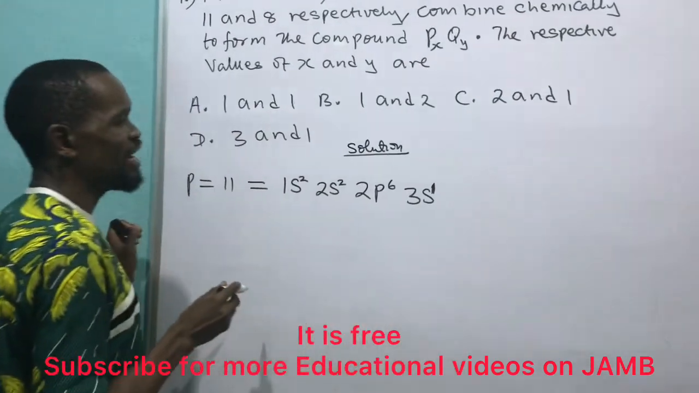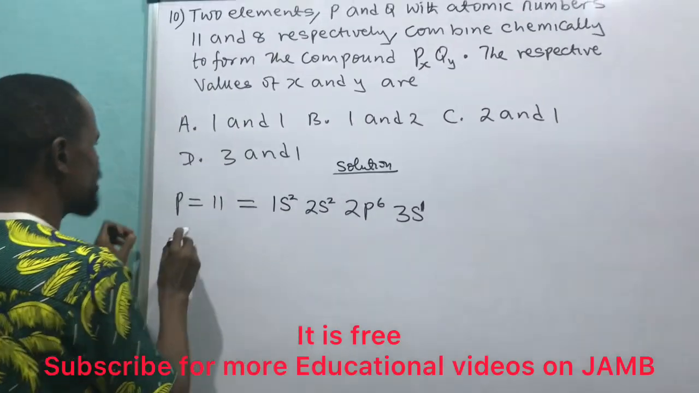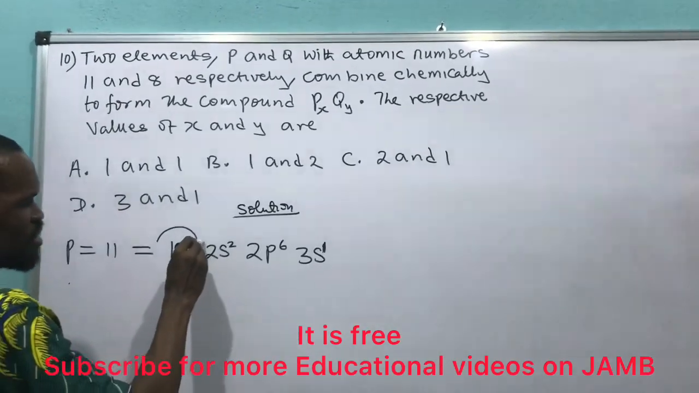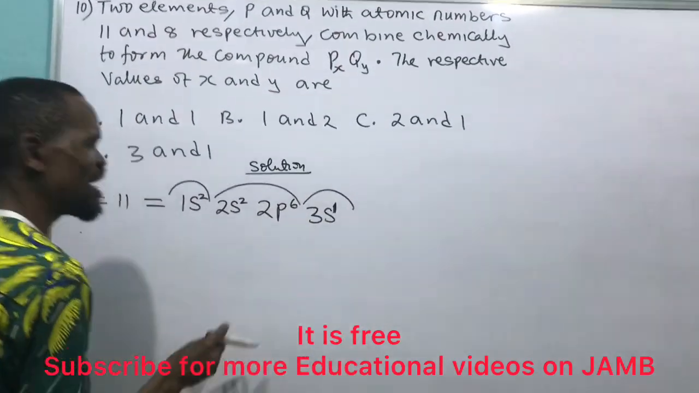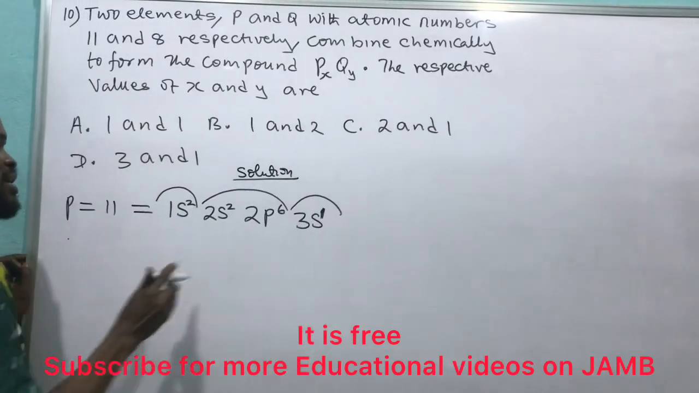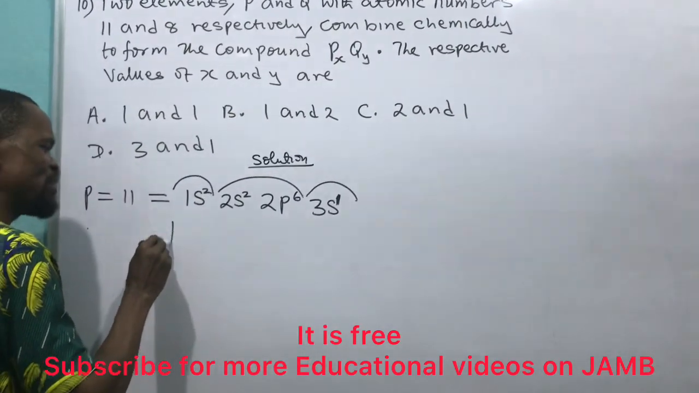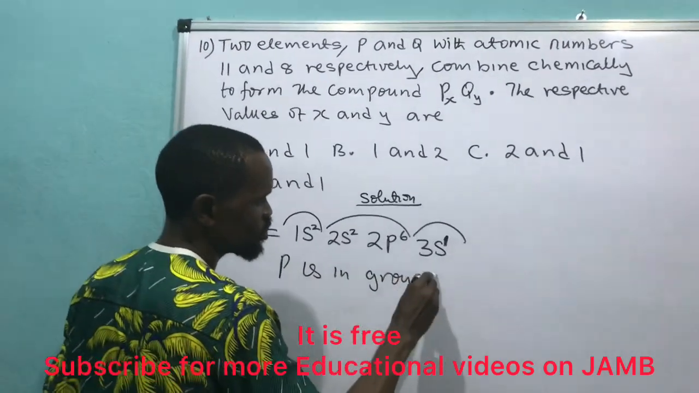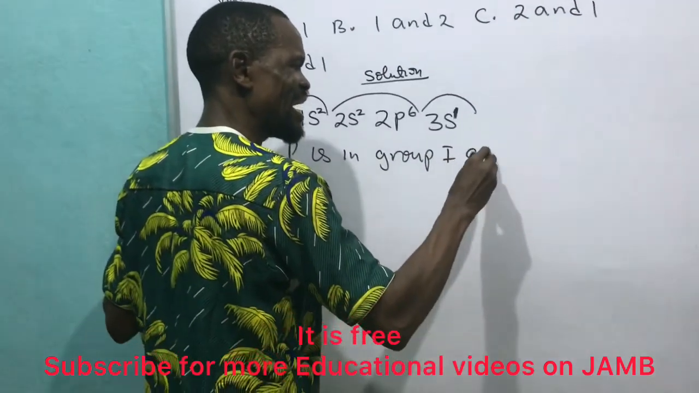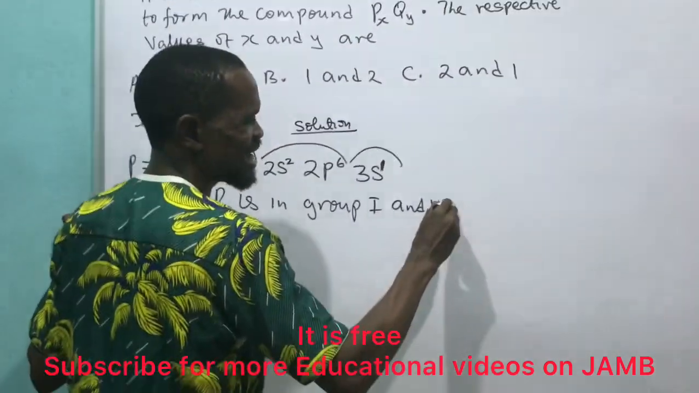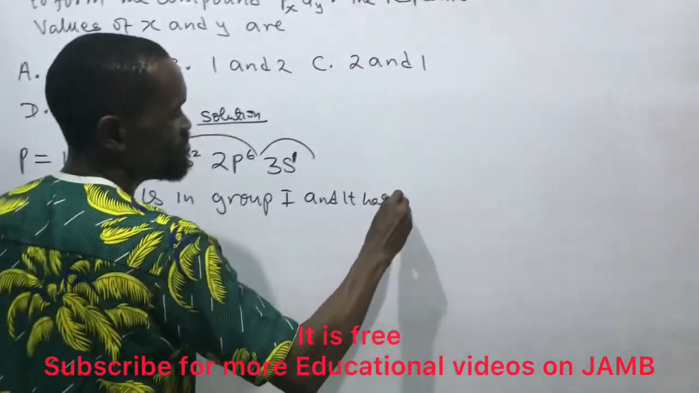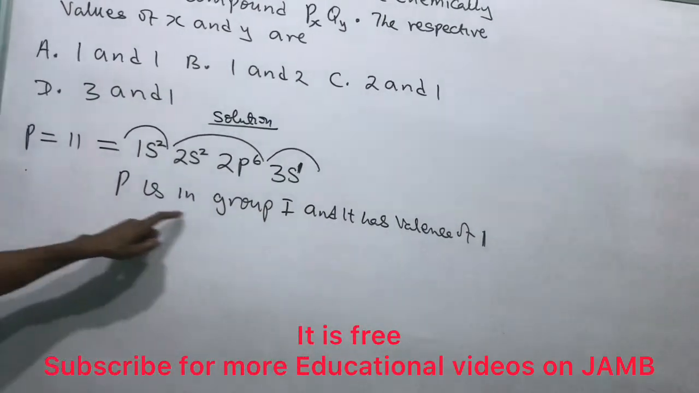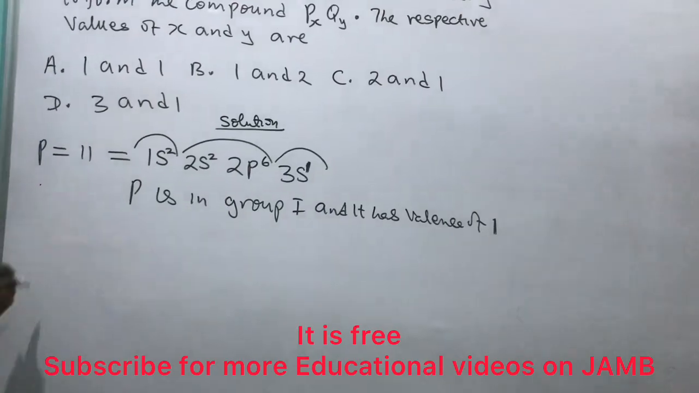This one is 1. Taking this like this, my first period, my second period, and the last period, I have the last electron there as 1. That means P is in group 1, and it has a valency of 1. P is in group 1 and it has a valency of 1.